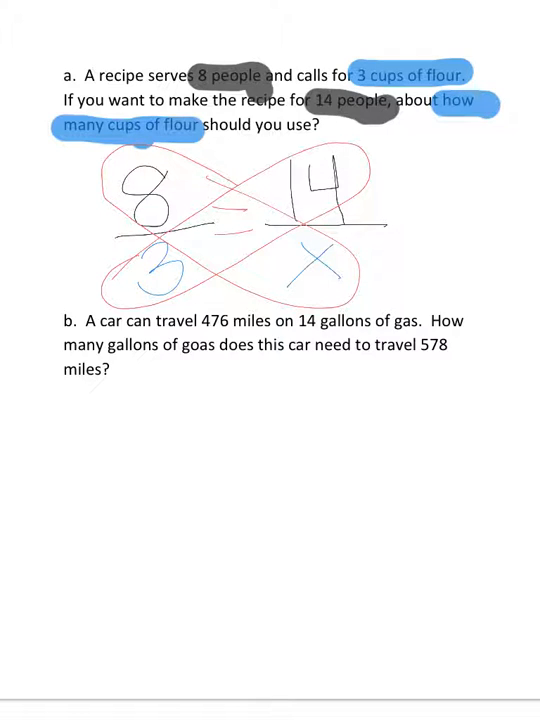Then I'm going to set up my algebraic equation. So 8 times X is written as 8X equals 14 times 3, that's a bigger number, so I'm going to use my calculator. 14 times 3 is 42. So I'm going to write 8X equals 42 on the other side.